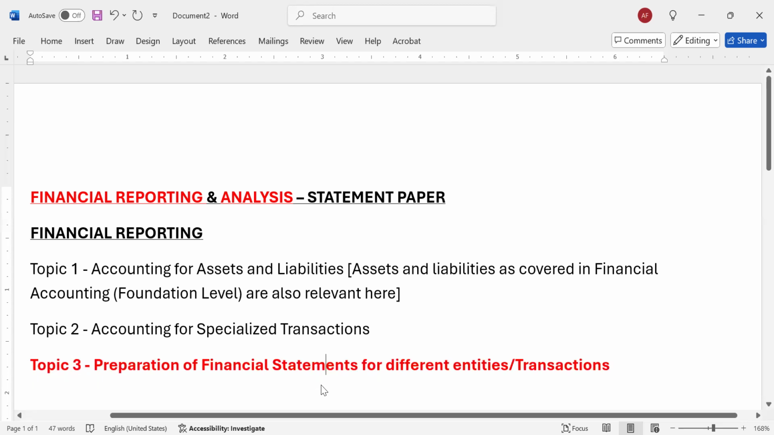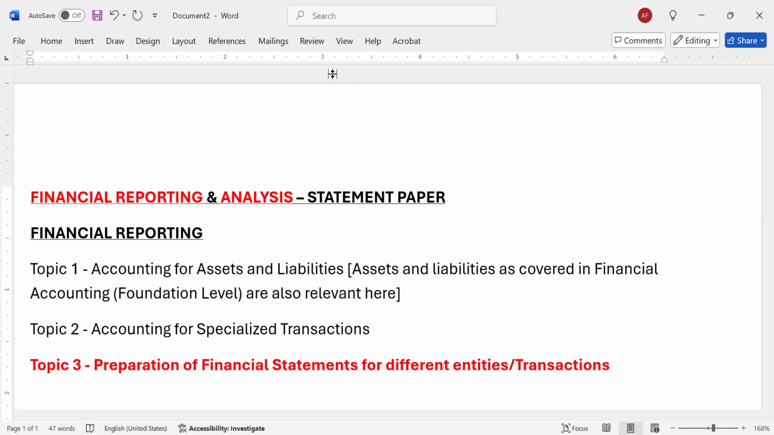Unfortunately, very unfortunately, I've seen some students using notes that have banks, notes that have probably insurance. Remember, these are things that are not in the syllabus. You find a student doing financial reporting and analysis. This student is very serious going through insurance. You find this student is very serious going through what? Banks. These are things that are not in our syllabus.